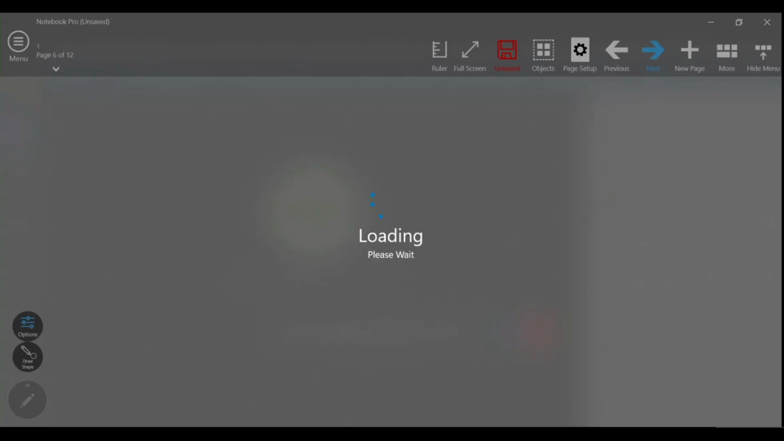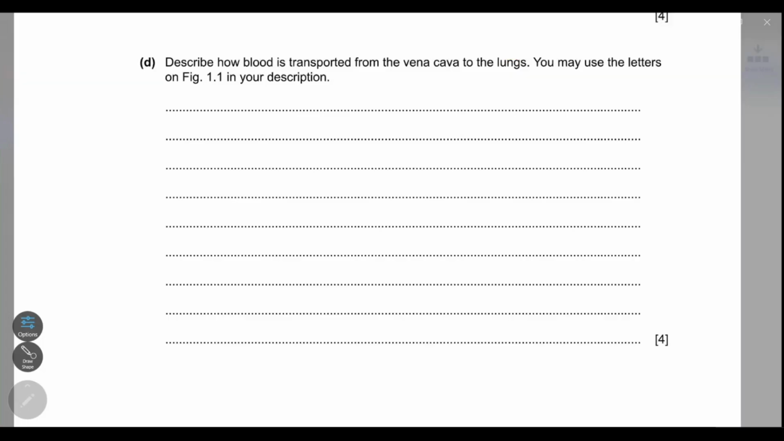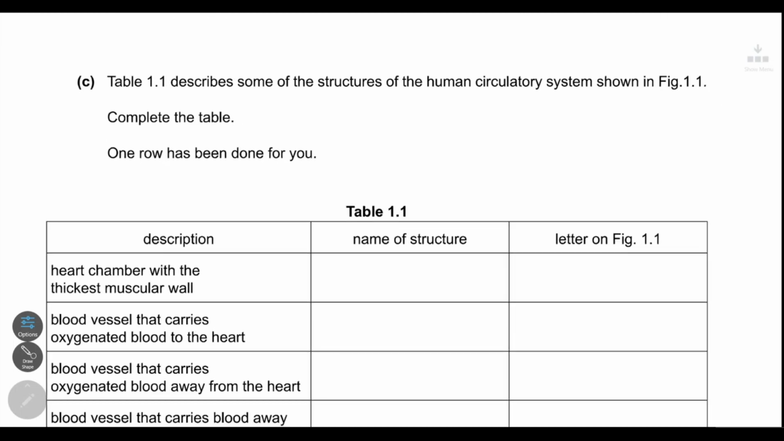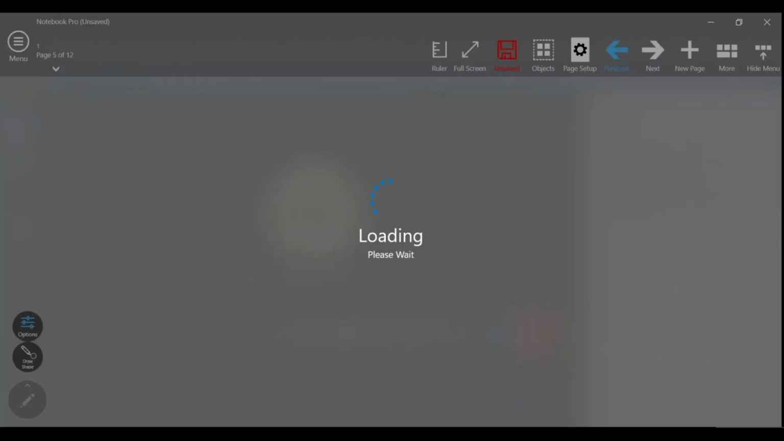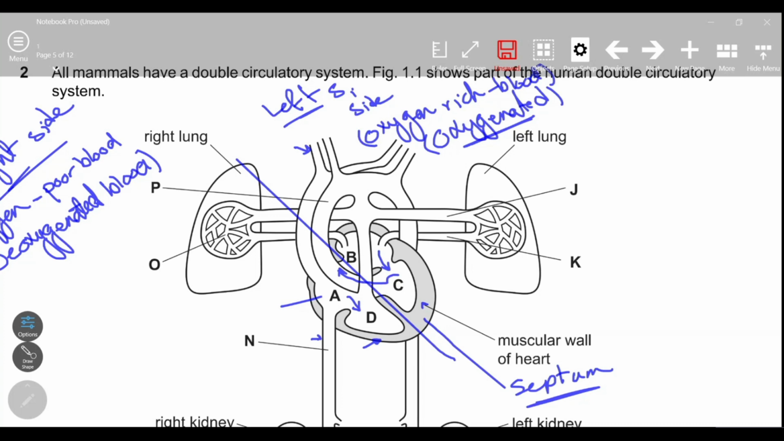Let's move to the next page. Table 1.1 describes some of the structures of the human circulatory system shown in figure 1.1. Complete the table. One row has been done for you. This is the description, and this is the name of the structure, and this is the letter on the figure. As a strategy to solve such questions, I prefer to label. So I'll go back a little bit, finishing the labeling. Then it will be very easy to answer everything here.